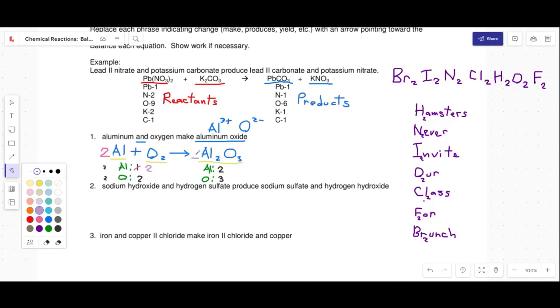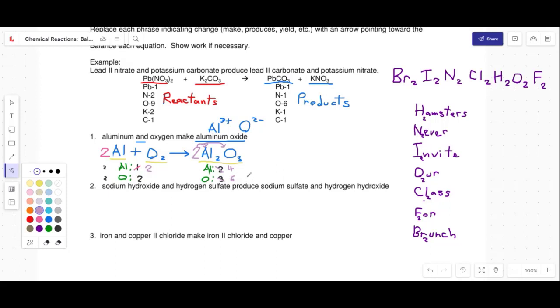So in this case, I'll put a 2 in front of the aluminum oxide, and that's going to multiply times the aluminum, and it's going to multiply times the oxygen. So how many aluminums do I have on the product side now? 4. Very good. And how many oxygens do I have on the product side? 6. Excellent. So 4 aluminums and 6 oxygens.